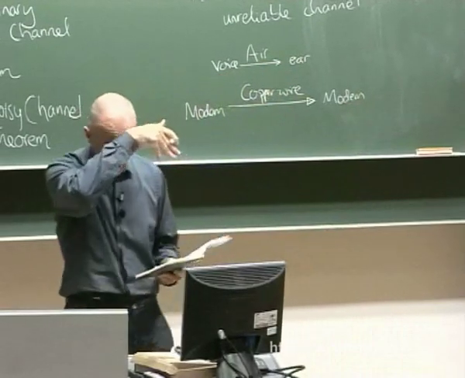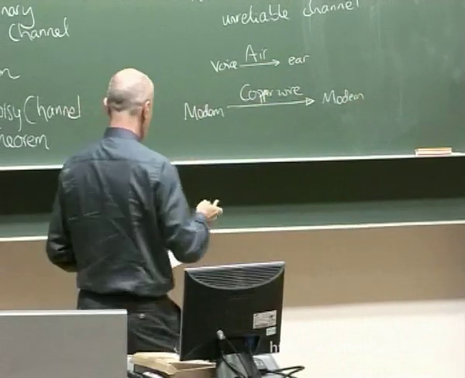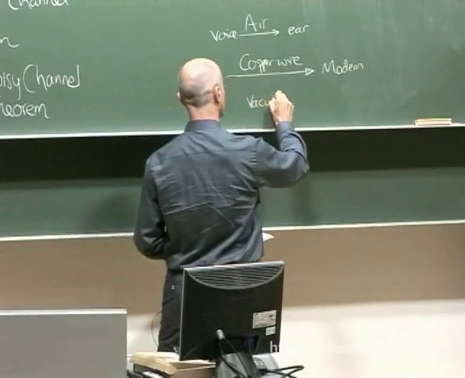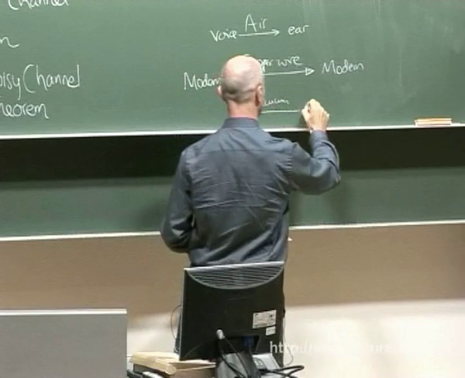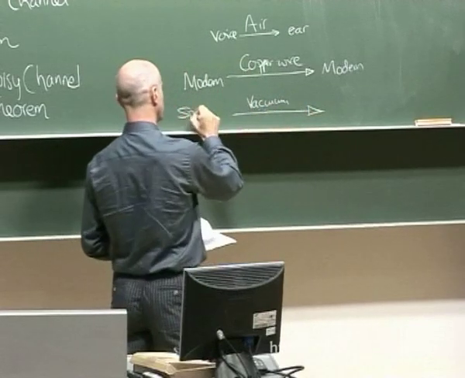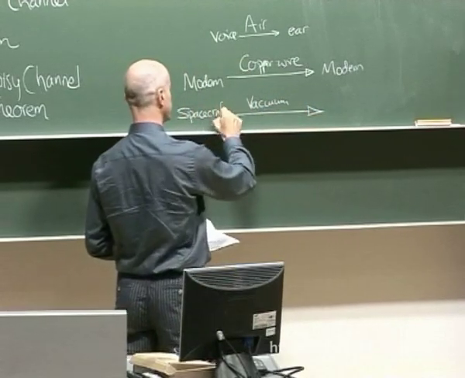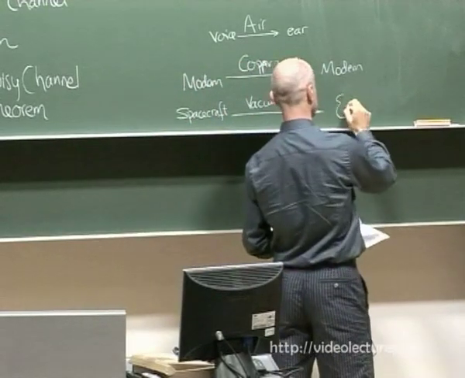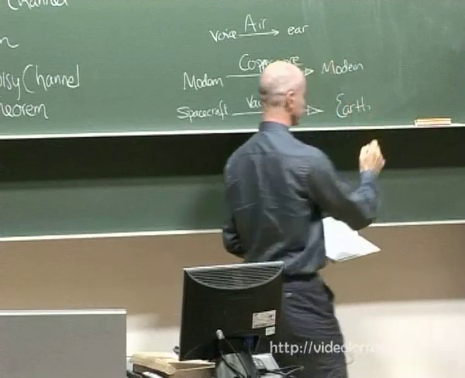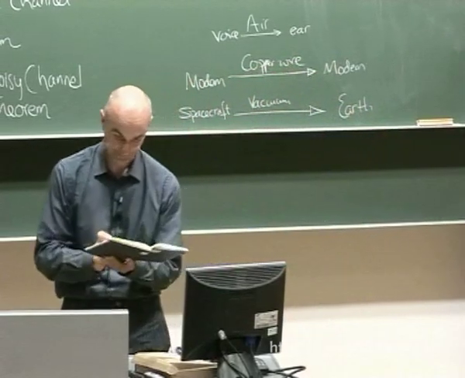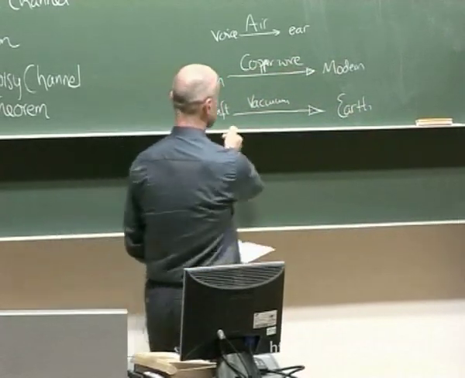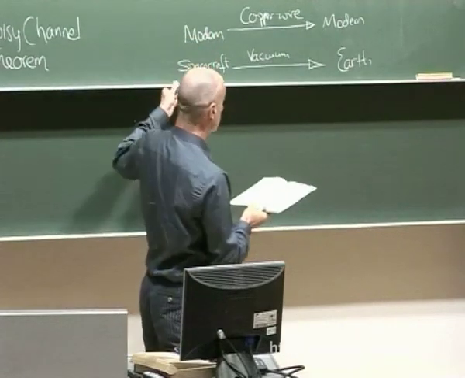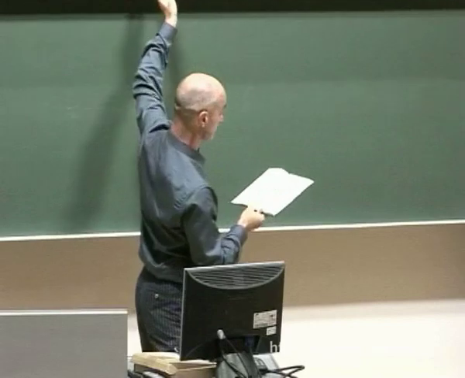Or we might be thinking of deep space, so vacuum, and you could pick your favorite spacecraft, maybe the Indian Lunar Orbiter, and it's trying to send signals to Earth but possibly missing. And Galileo was another wonderful example, orbiting Jupiter. Okay, so here's a bunch of channels.